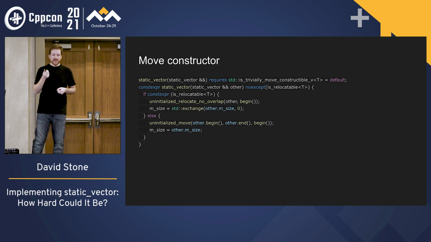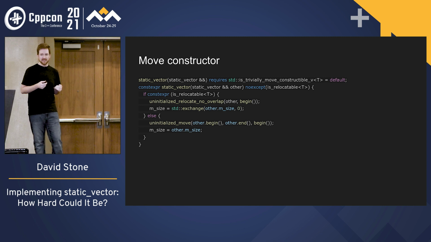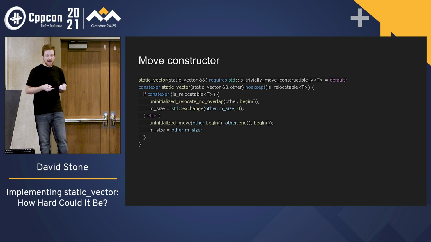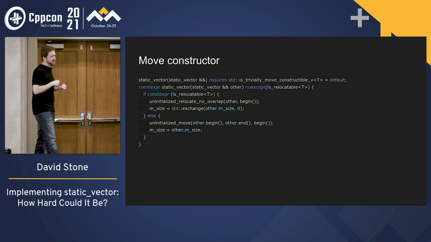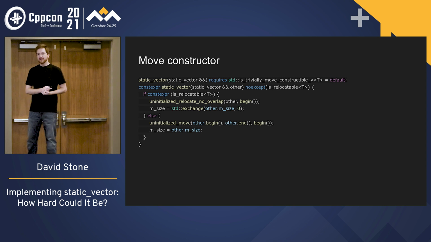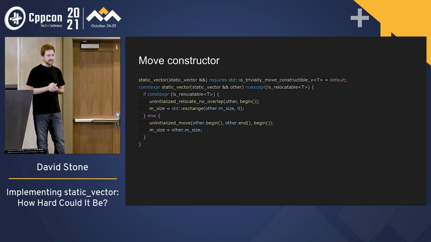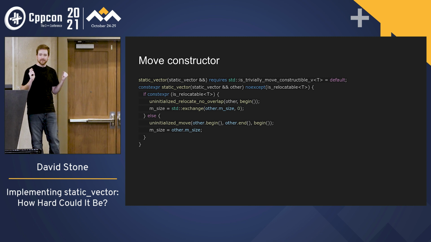Yes. So the implementation of uninitialized move needs to ensure that the destination objects have all been destroyed in the case of an exception. And here, uninitialized move is not std::uninitialized_move, again, just for constexpr reasons. But std::uninitialized_move does handle that case. Any other questions? OK.